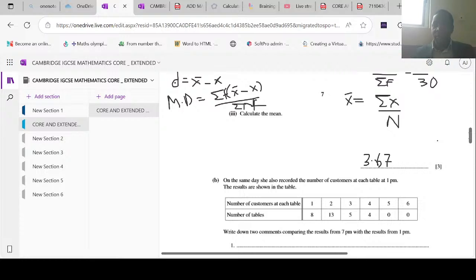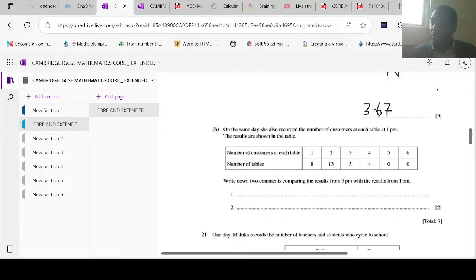So write down 2 comments comparing the result of 7 p.m., the previous table that had the bar chart, with the result from 1 p.m. So what can we say? We need to do some averages. You cannot see anything until you find the average for the two. Am I correct? That's the essence of all I've been talking about. So let's do the average for this new table. It is the average that will help us know. Don't just look at the table and make your decision, because you need to make a more informed decision by getting the average and the range.